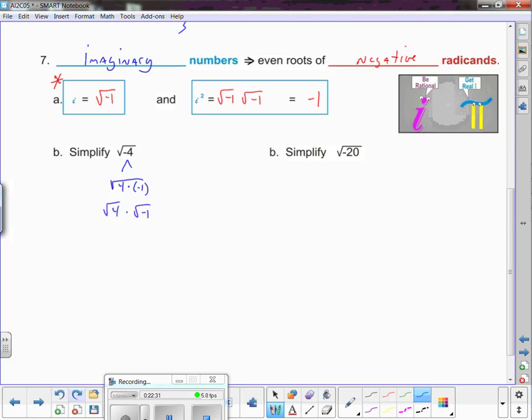So watch. We all know the square root of 4 is 2. And we also now know that the square root of negative 1 is i. And what do you end up with? 2i. You end up with 2i.